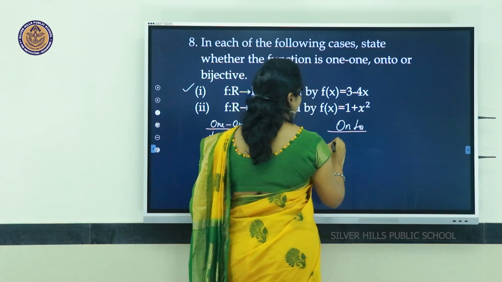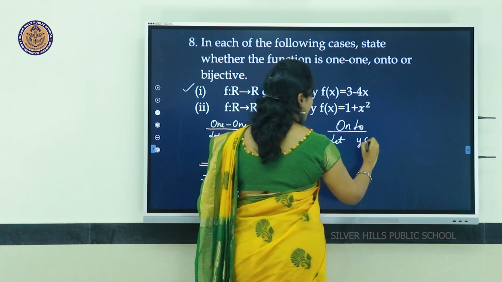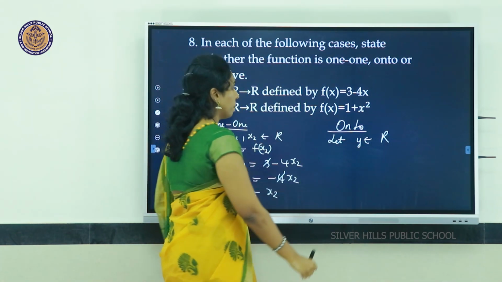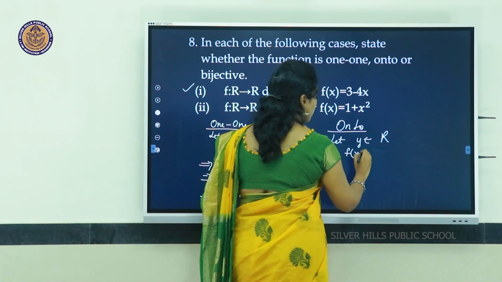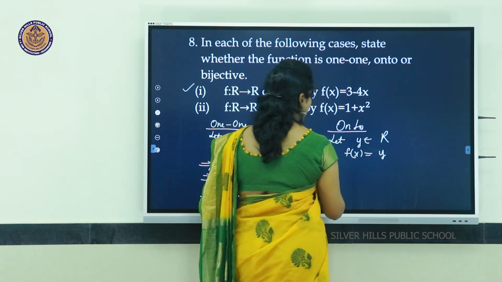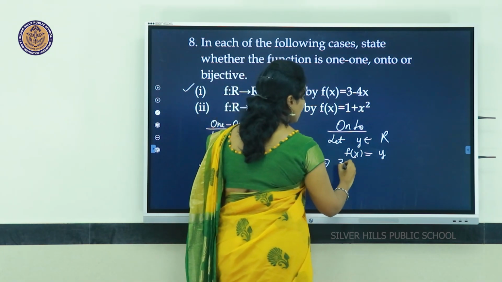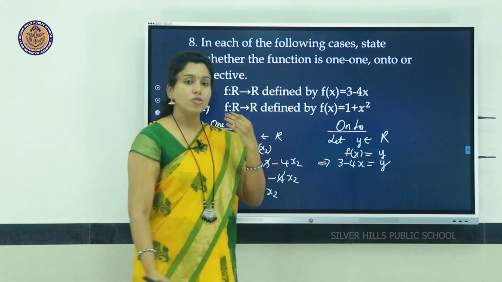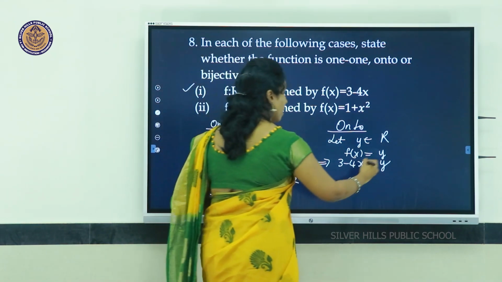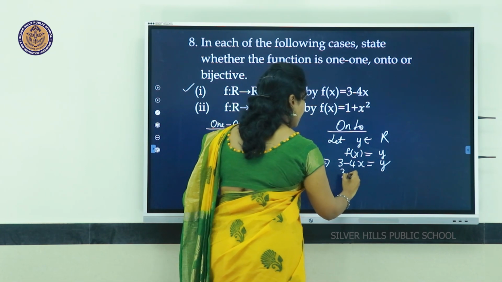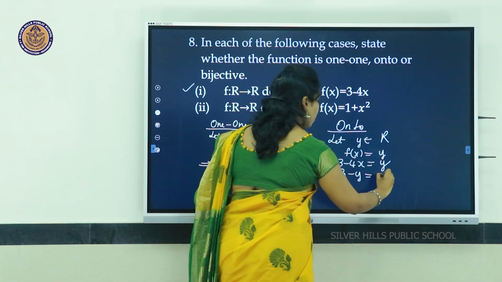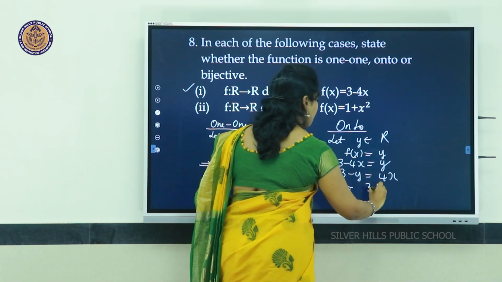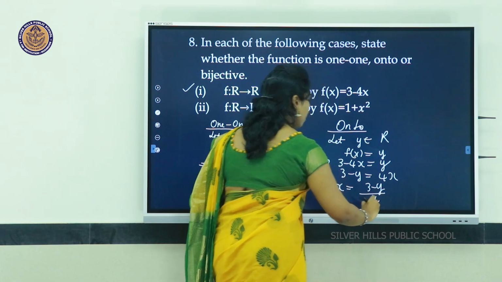For that, let us consider an element in the second set, y in R, that is a codomain. f of x is equal to y implies, what is f of x? 3 minus 4x is equal to y. Now, we are going to separate x and y. So, when I separate, I get 3 minus y is equal to 4x, or x is equal to (3 minus y) divided by 4.